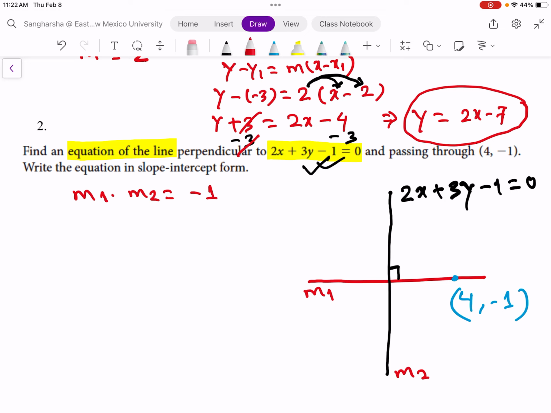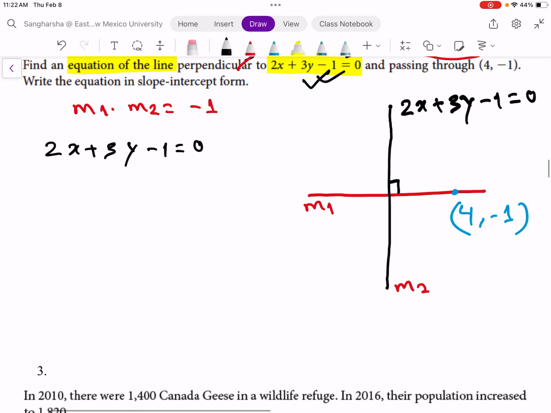Now, is there any way to find the slope of the black line? Our line is given as 2x plus 3y minus 1 equals 0. How do we find the slope for this line? When you are given an equation of a line and asked to find the slope, the process is to solve this equation for y. So let's solve this equation for y.